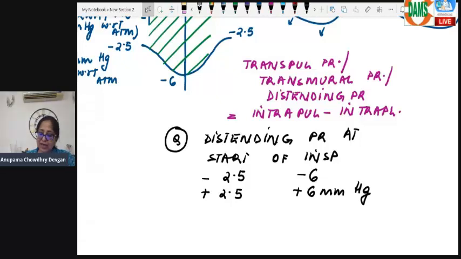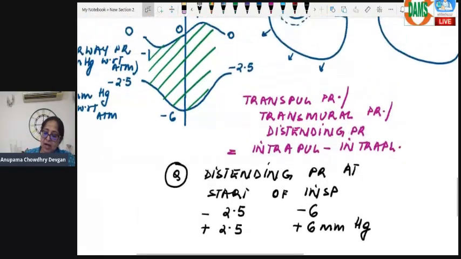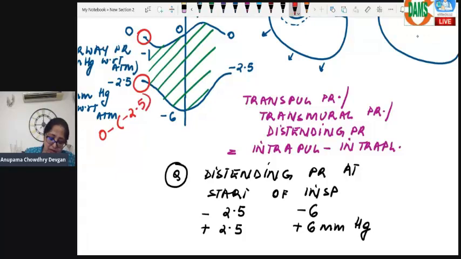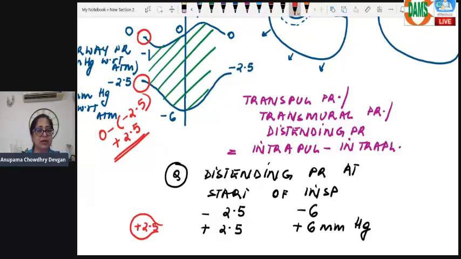Start of inspiration, what is intrapulmonary pressure? How much is the intrapulmonary pressure? Intrapulmonary pressure is zero. At the start of inspiration, what is the pleural pressure? Pleural pressure is minus 2.5. What is 0 minus minus 2.5? This is a plus 2.5. At the start of inspiration, the alveolus is distended with a force of plus 2.5 millimeters of mercury.